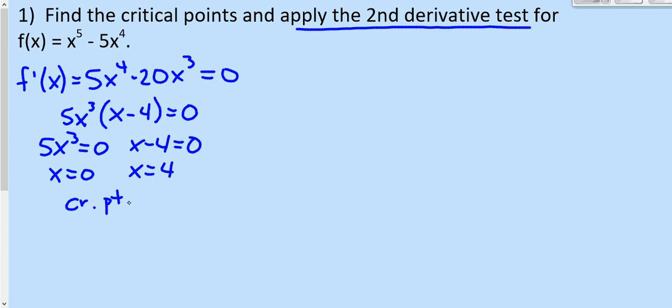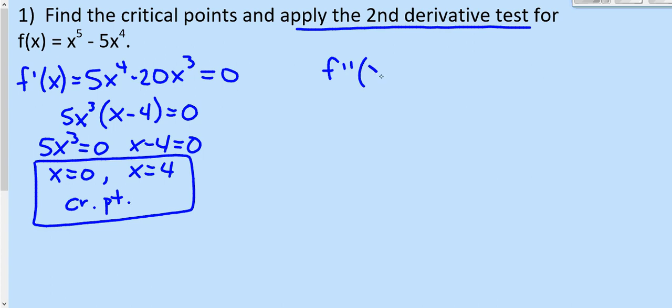So what we want to know is, do we have a maximum? Do we have a minimum? What's happening at 0? What's happening at 4? So if we were doing the first derivative test, we would make intervals now, and then we would test each interval. But we're doing the second derivative test, so we need to find the second derivative, and that would be 20x cubed minus 60x squared. See, for this problem, when you have a polynomial, finding the second derivative is a piece of cake. So it's a great time to use the second derivative test.